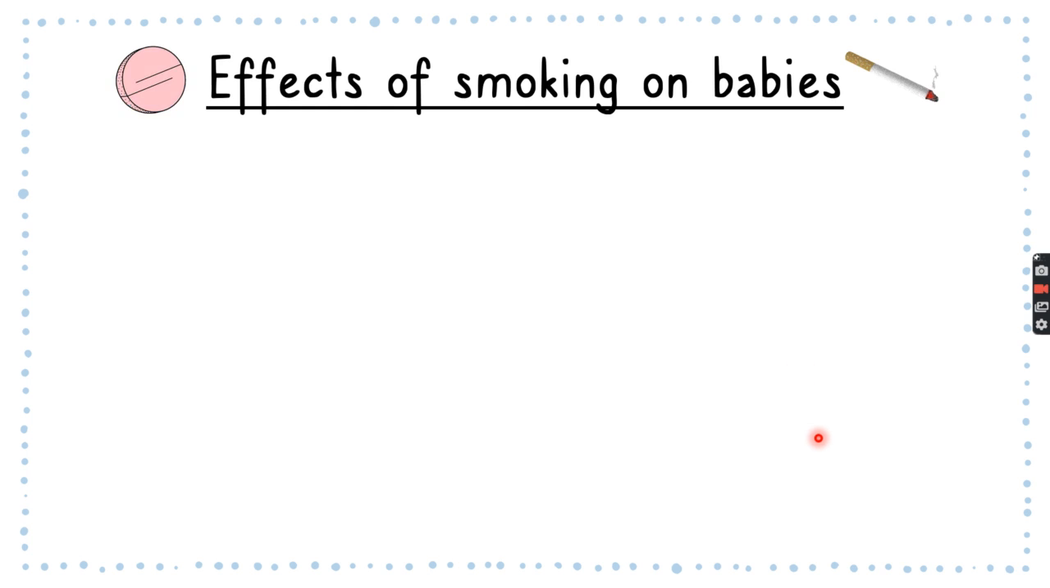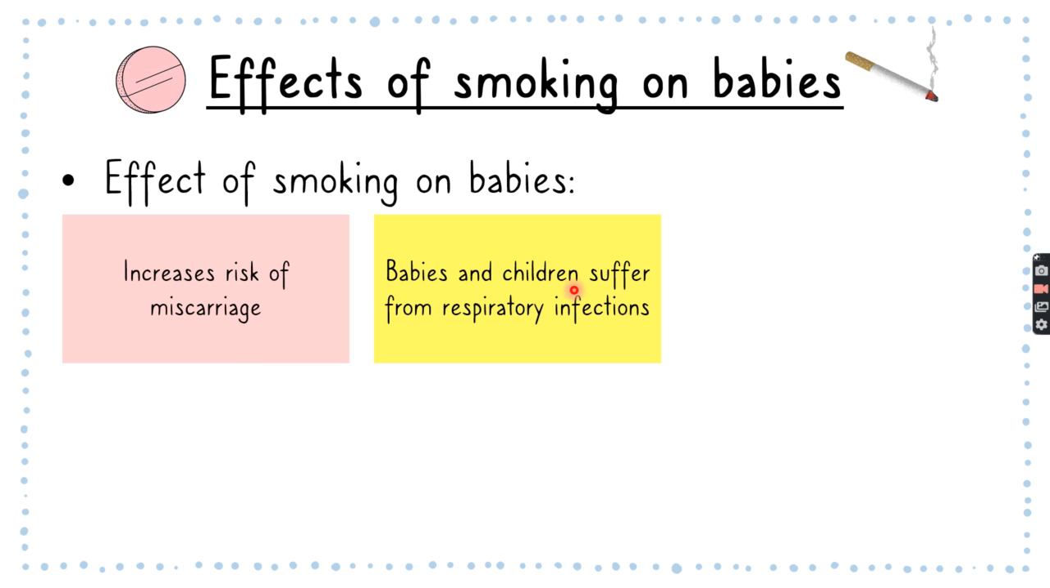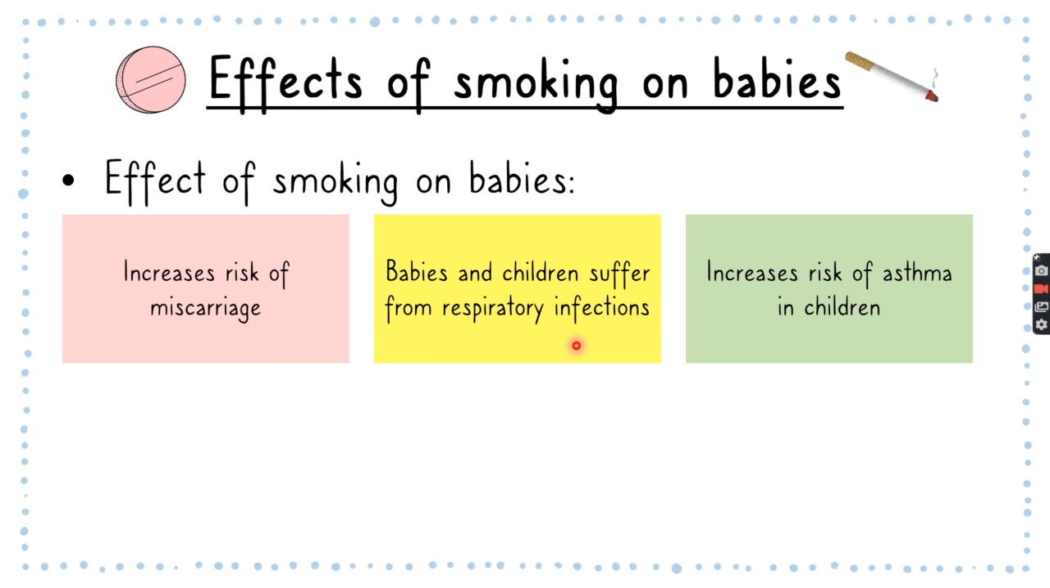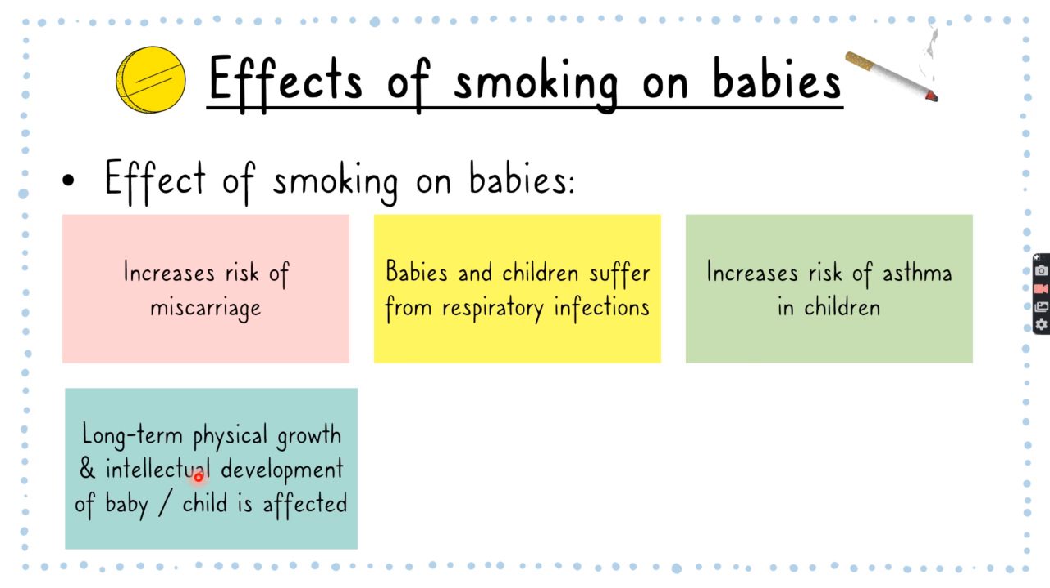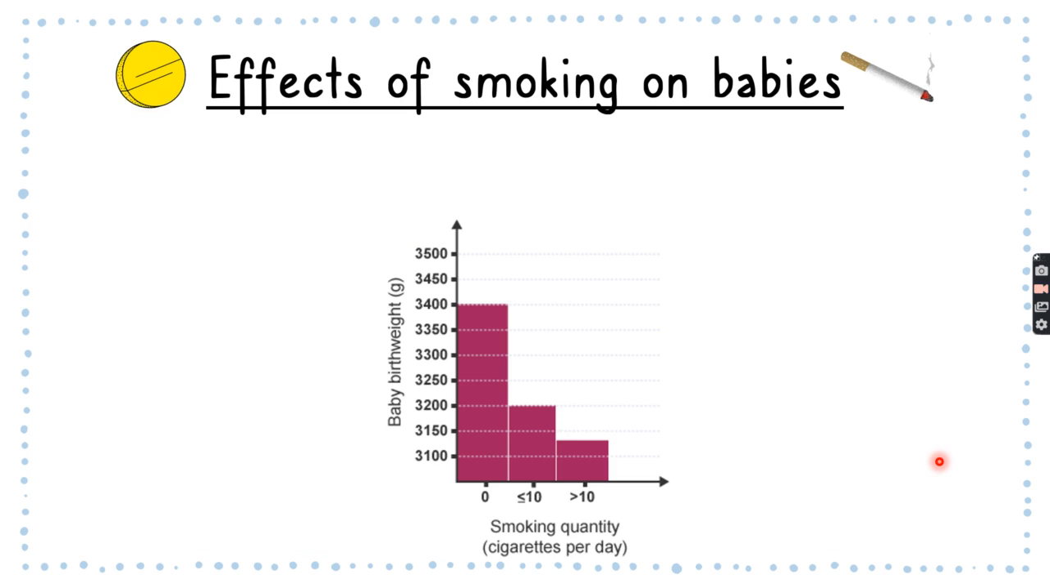Next, we're going to look at the effects of smoking on babies. Smoking can increase the risk of miscarriage. Babies and children can suffer from respiratory infections, and this increases the risk of asthma in children. Long-term physical growth and intellectual development of the baby or child is affected, and this increases the risk of birth defects as well. The birth weight of the baby is also reduced.